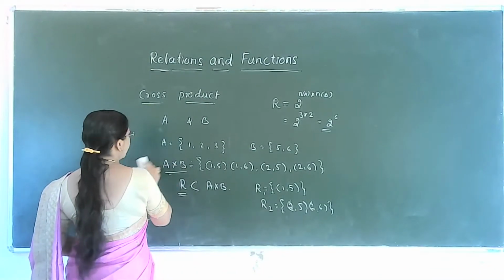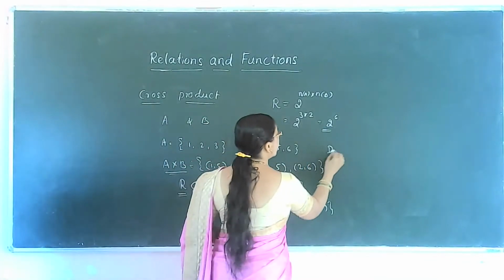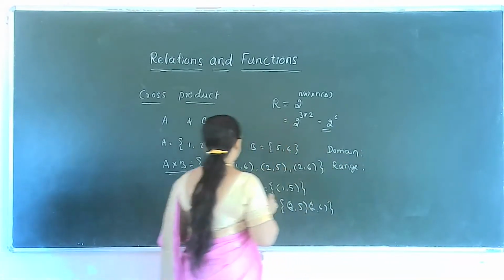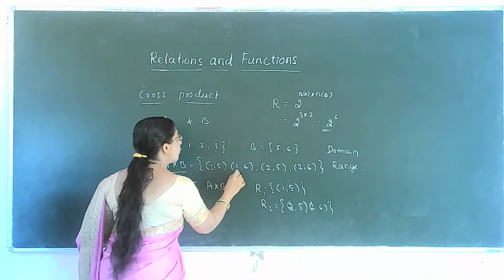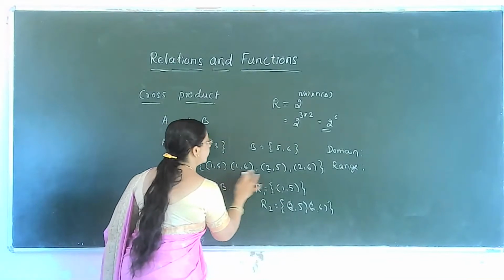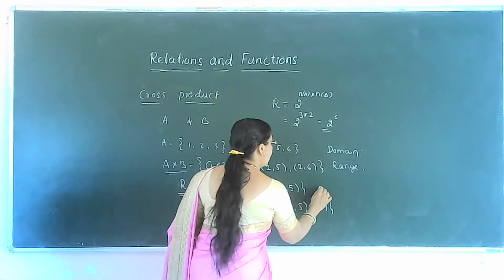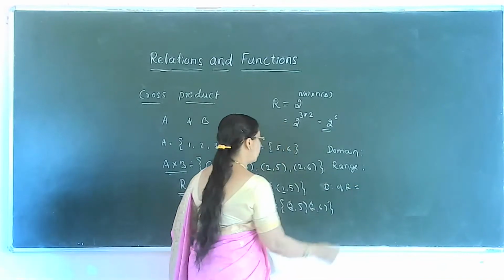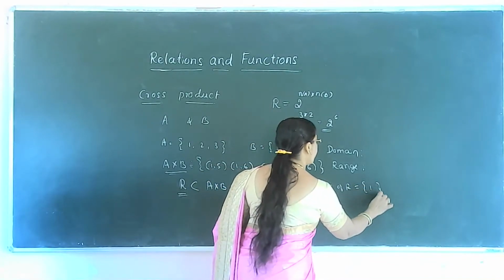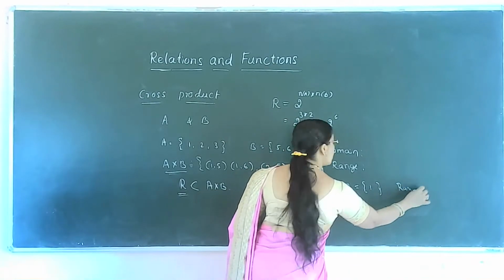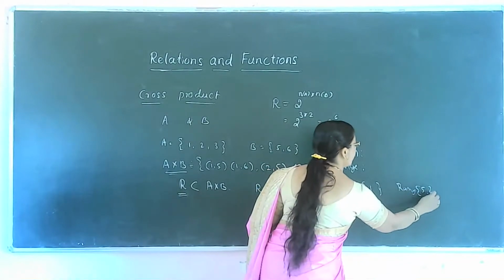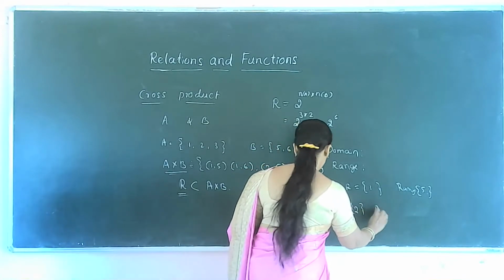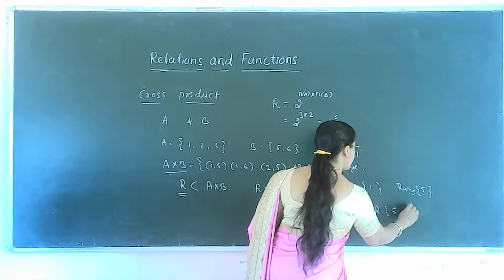Then domain and range. Domain is the first elements in the relation R. Here, 1 is the domain of R, and 5 is the range of R. Here domain is 2, range is 5 and 6.